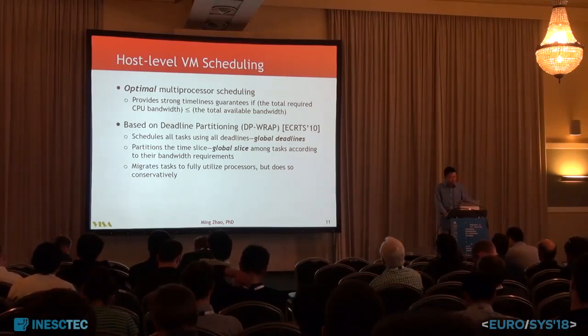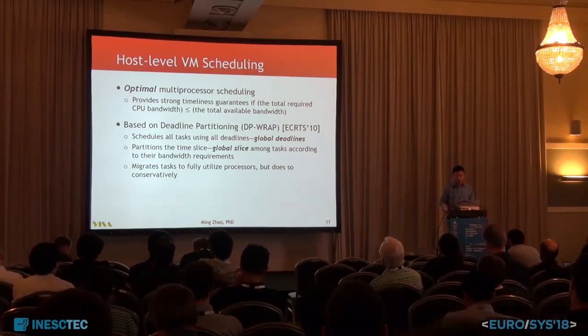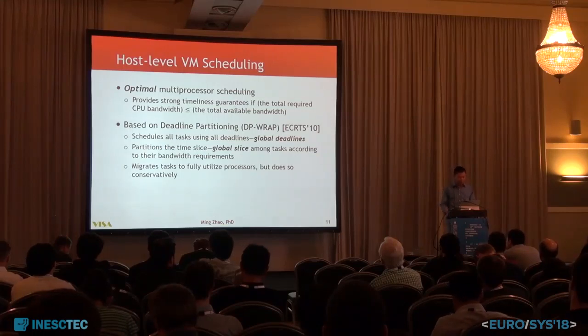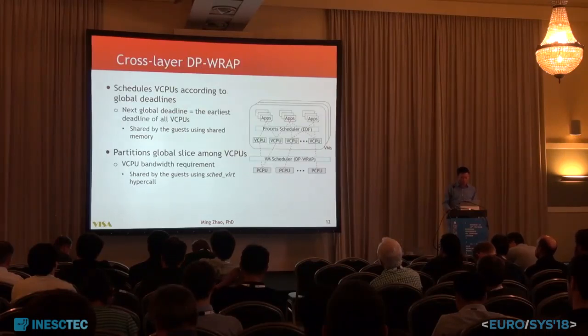I don't have time to go into the details of DP-Wrap, but the basic idea is that it will consider all the tasks' deadlines as deadlines for everybody, and those are called global deadlines. The time slice between two consecutive global deadlines is called a global slice, and the global slice is partitioned among the tasks according to their bandwidth requirements. That's just the basic idea.